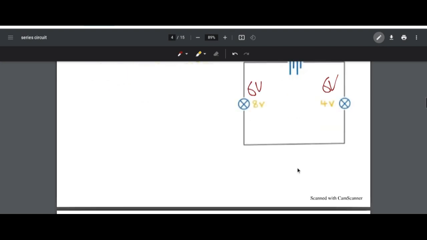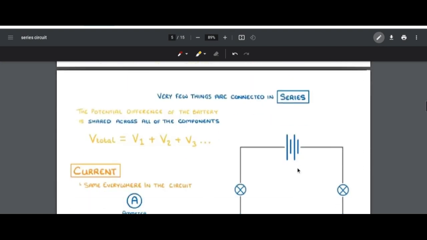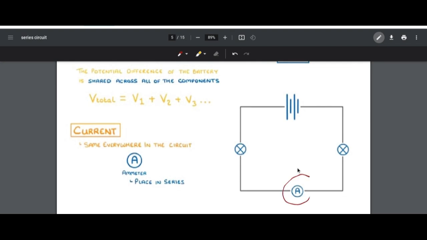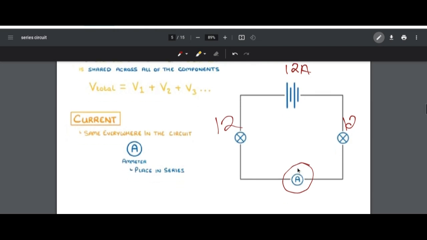Yes. Very good. And the next thing is current. Now this is the current. An ammeter is attached, and the ammeter is placed in series. The current is the same everywhere in the circuit. If the current coming is 12 amperes, this is also getting 12 amperes and this is also getting 12 amperes. Nothing is divided. Both of them are getting the same thing. Got it?